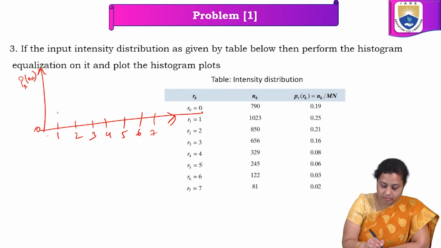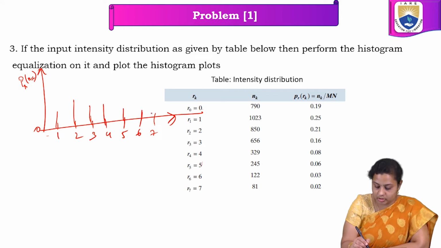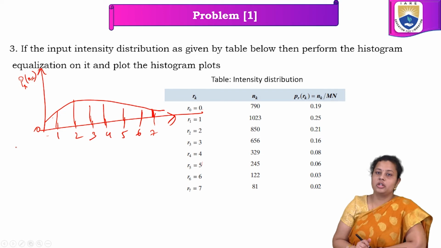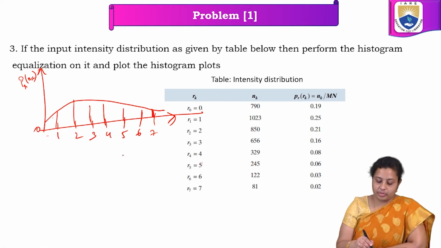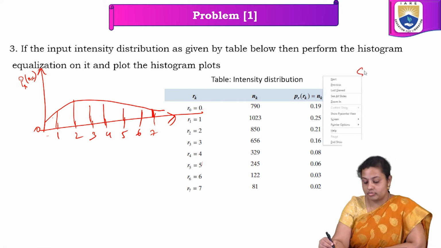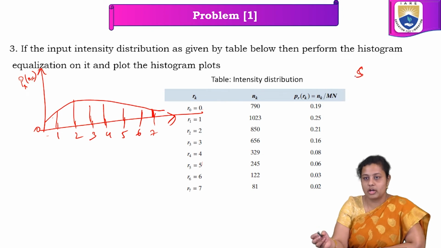So from here I have 0.19, 0.25, 0.21, 0.16, then 0.08, 0.06, 0.03, 0.02. So this is my input histogram. We see that it is not in an equalized form. So from there we are going to calculate my S values. How do we calculate my S values? S is equal to L minus 1 into sigma.